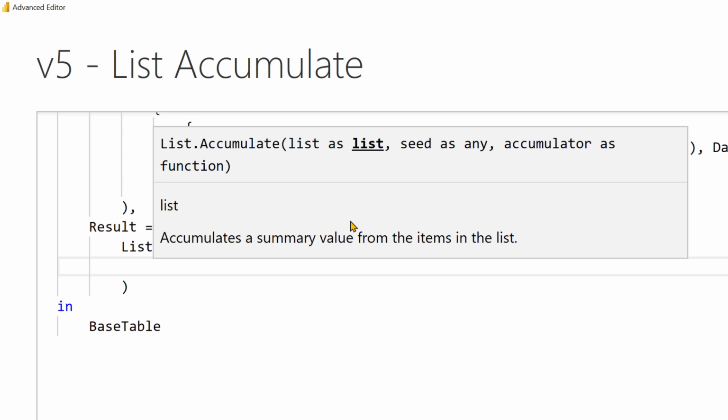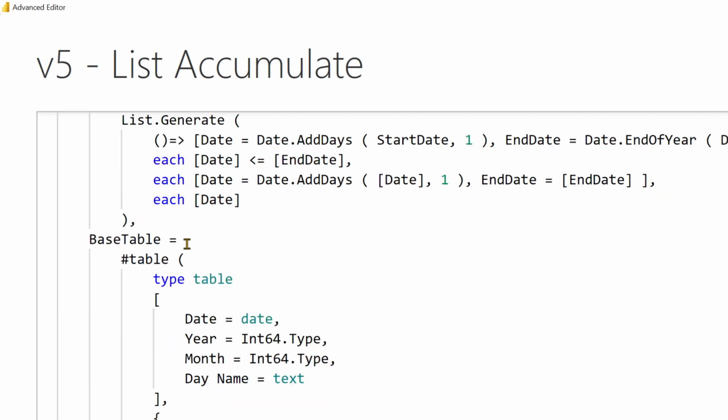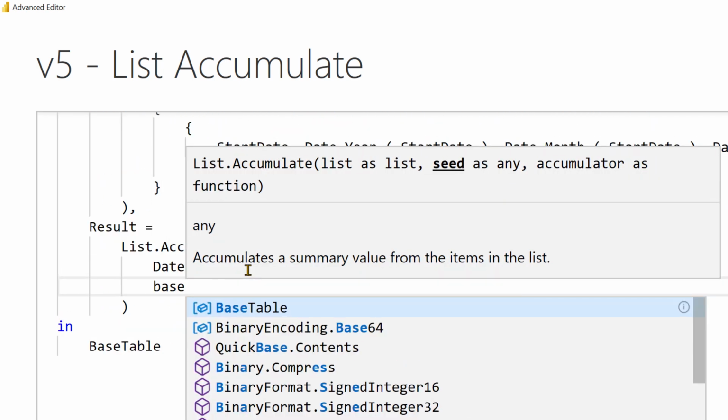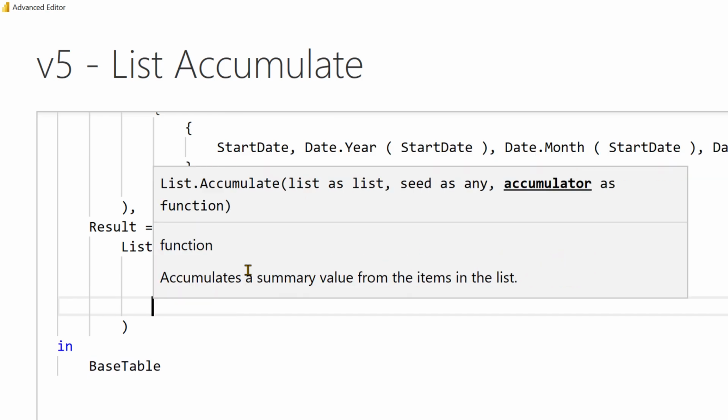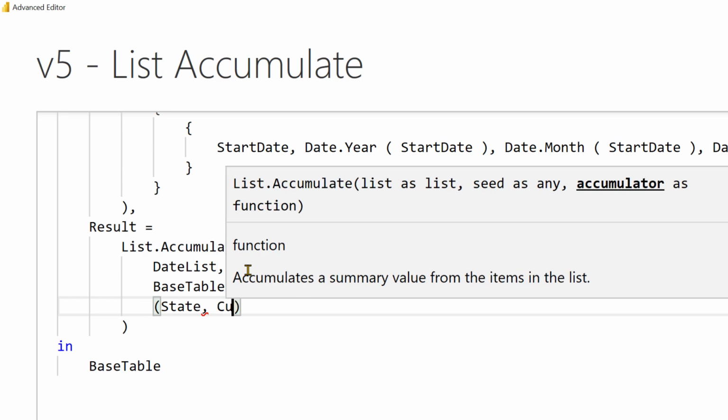And the list is basically the date list variable, which is returned by the List.Generate function. And in the second argument, we are going to say that base table. And in the third argument, you need to provide a function that accepts two parameters, which are going to be state as well as current.